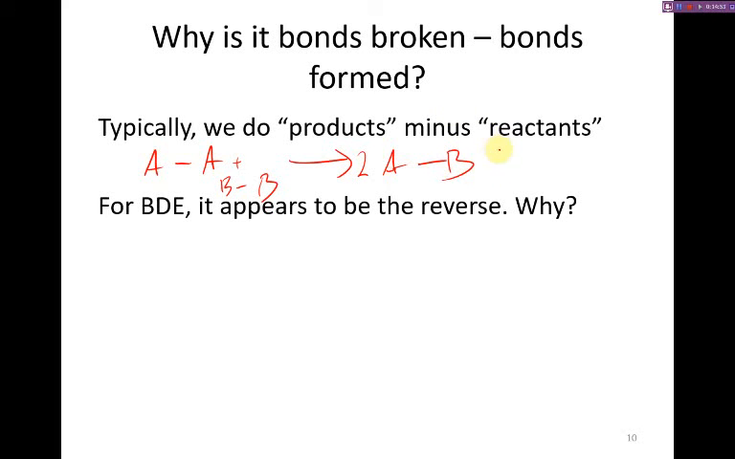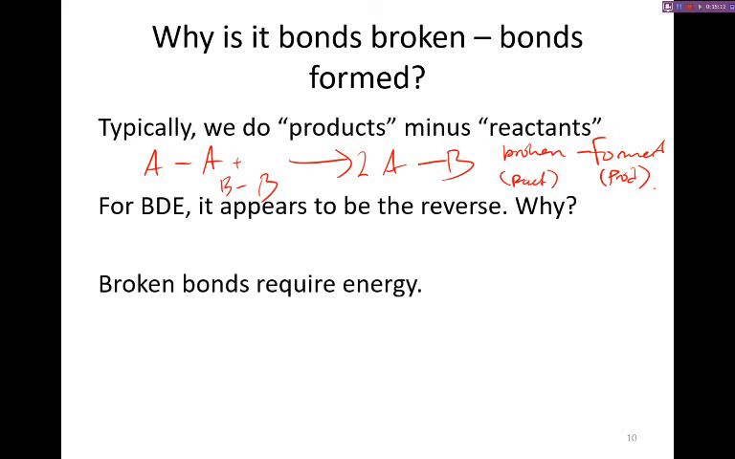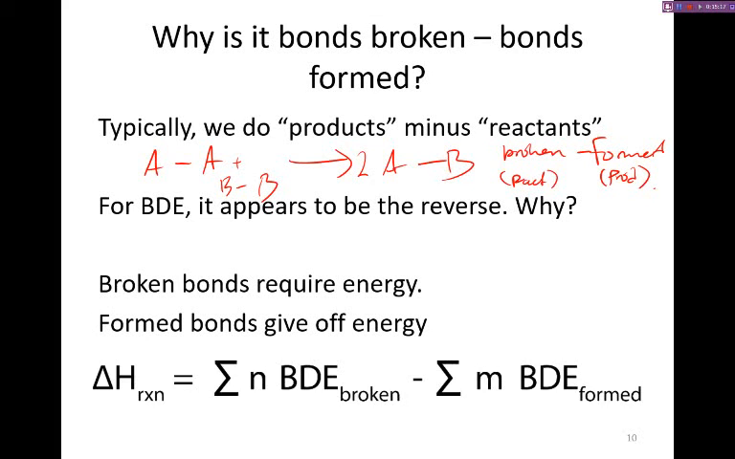We're going to take the sum of the bonds broken minus the bonds formed. But we break in the reactants and we form in the products. So why is it the reverse? Well, as I said before, bonds broken requires energy, so that's going to be positive, whereas formed bonds give off energy. And since really what we're doing is taking a sum of all of the steps, really the enthalpy of the reaction is the sum of all bonds broken or formed.